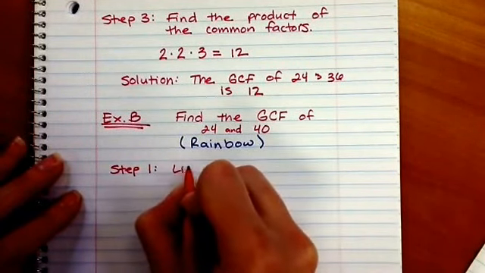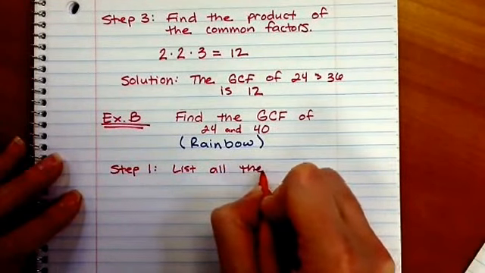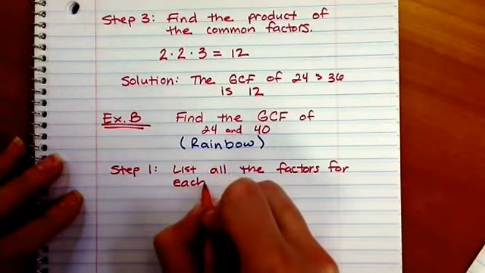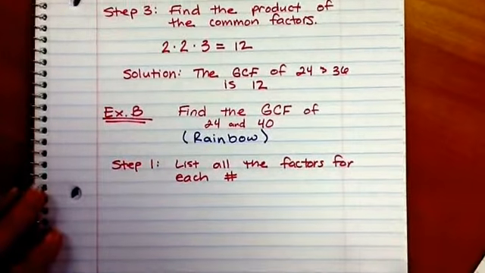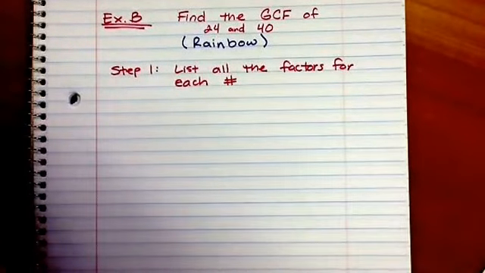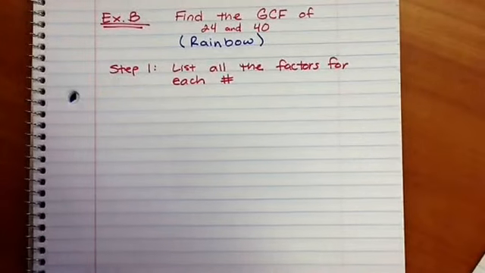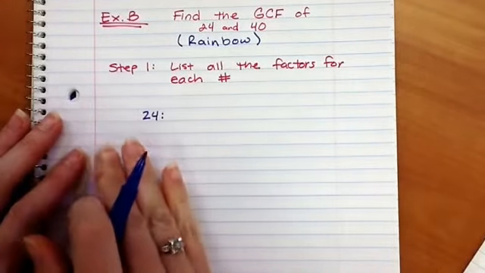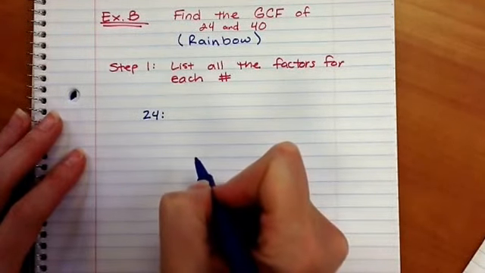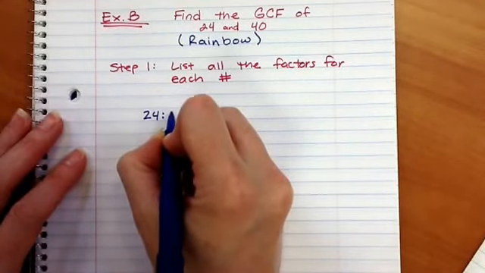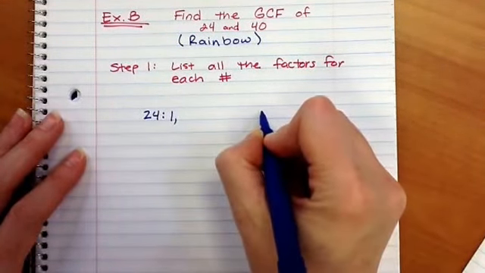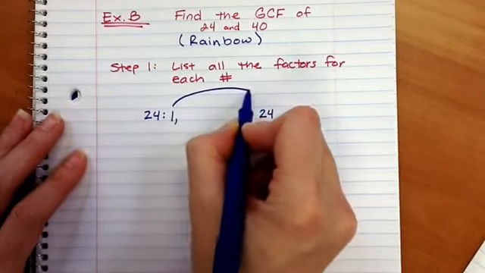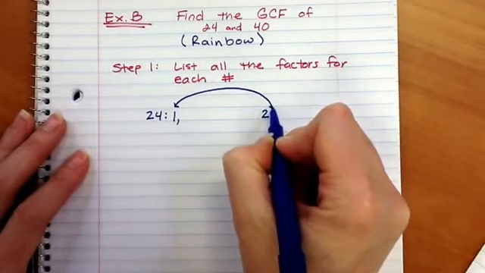is you want to list all the factors for each of your numbers. So if I were to do this for 24, I would start off with 24 here, and then I put little colons so I know that the numbers that come after are going to be factors. And I'm going to begin, and I'm going to think to myself, well, 1 times 24 will give me 24. And I create this little jump between these two.